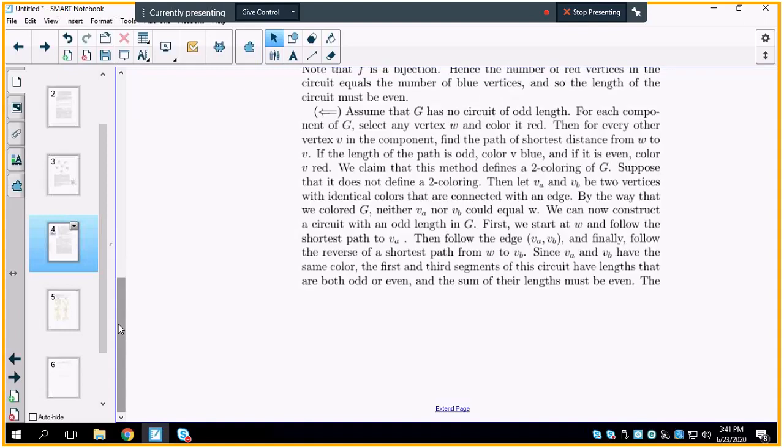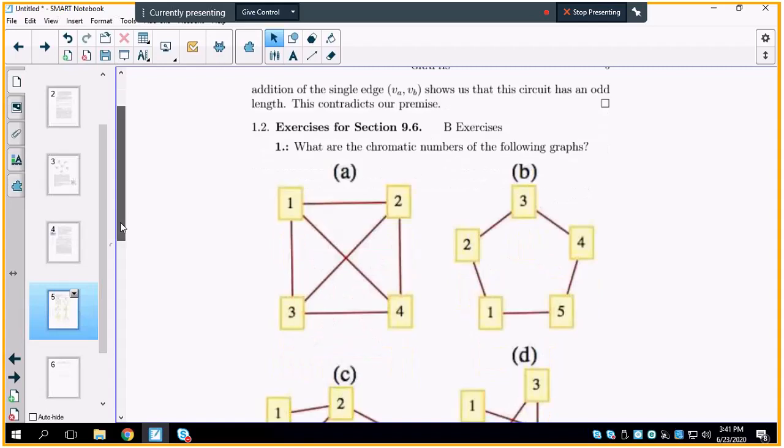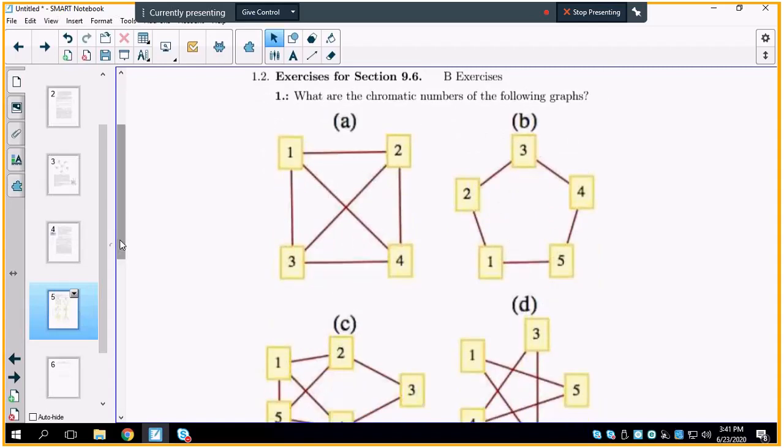So then this brings us to the conclusion of the lesson. We'll have a couple of exercises. So the first exercise, you see several images of graphs, and it asks, what are the chromatic numbers of the following graphs?